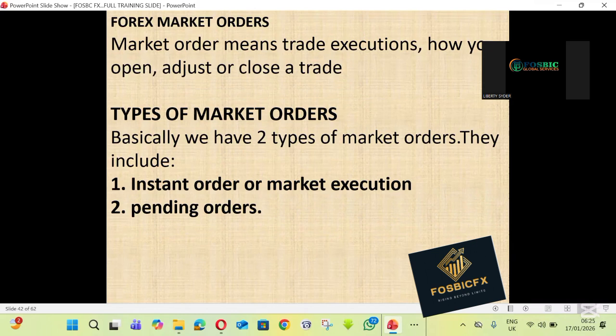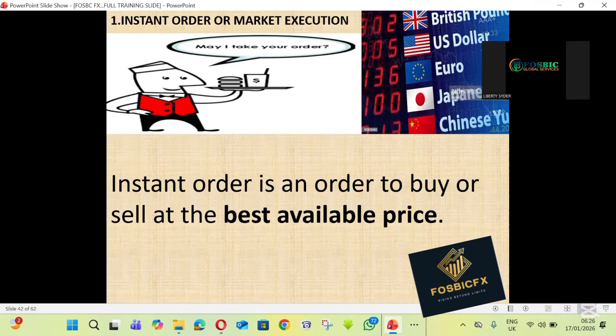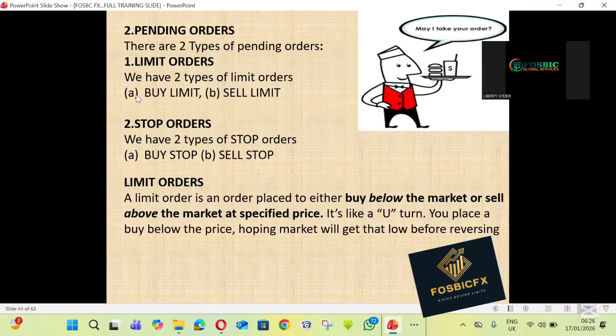It's as simple as that. Pending orders, we have two types: limit orders and stop orders. Limit orders, we have two types: buy limit and sell limit. Then under stop orders, we have buy stop and sell stop. Very, very simple. You can see it here.